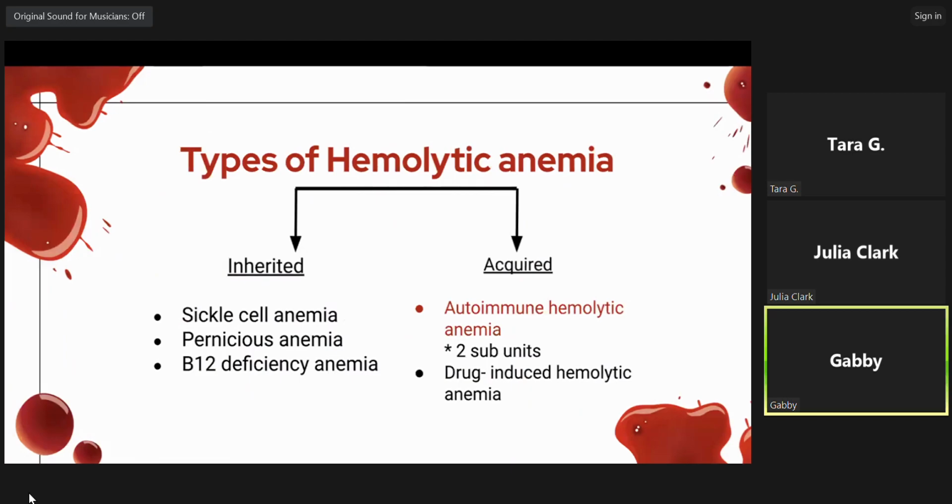So, types of hemolytic anemia, you have inherited and acquired. Some inherited are sickle cell anemia, pernicious anemia, and B12 deficiency anemia. For acquired, you have autoimmune hemolytic anemia, which is what we're focusing on, with its two subunits. You also have drug-induced hemolytic anemia as well.